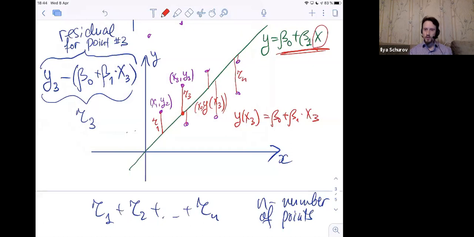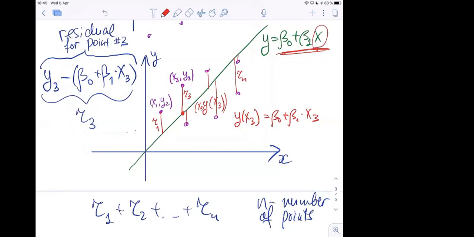Why is it not a good idea to minimize the sum of all residuals? Why is this idea bad? Any ideas? Any suggestions? Well, maybe because you can't come to a single model that way, at least in some cases. There might be multiple ways in which you can have a minimum sum.